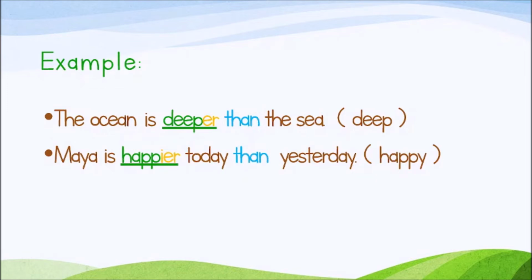So as you can see, for the first example, we add er. And for the second one, we add ier because happy ends with y. So when the adjective ends with y, we have to change y to i and add er.